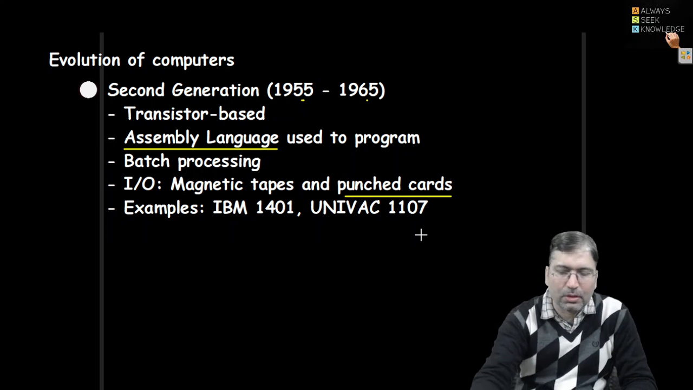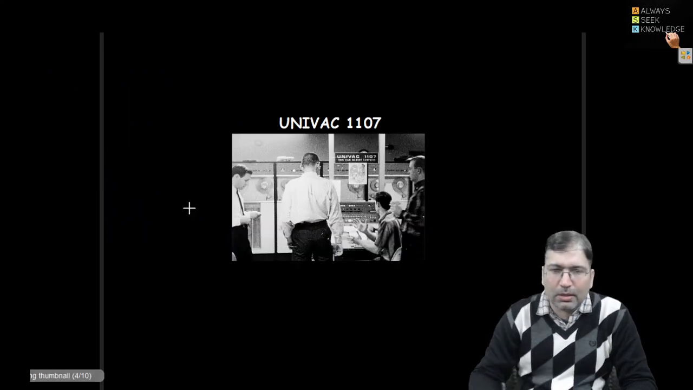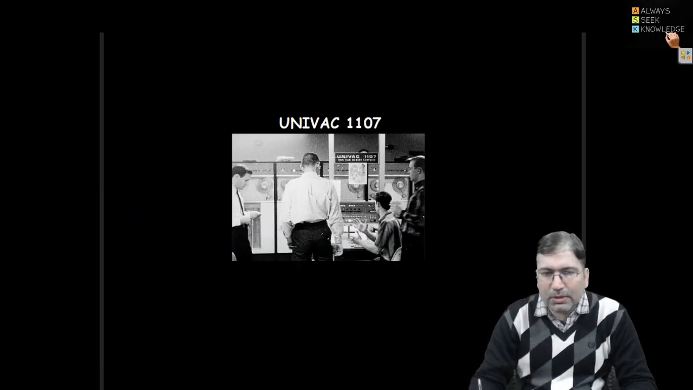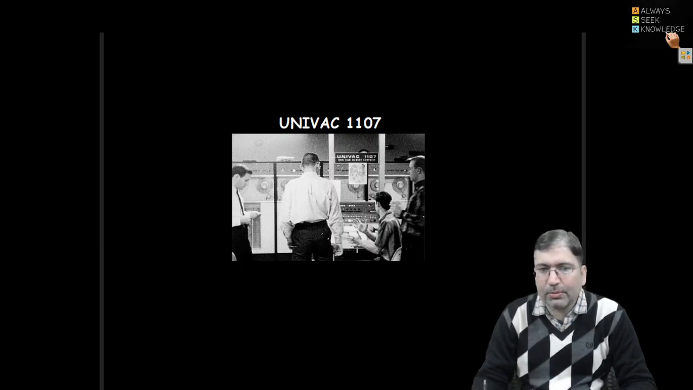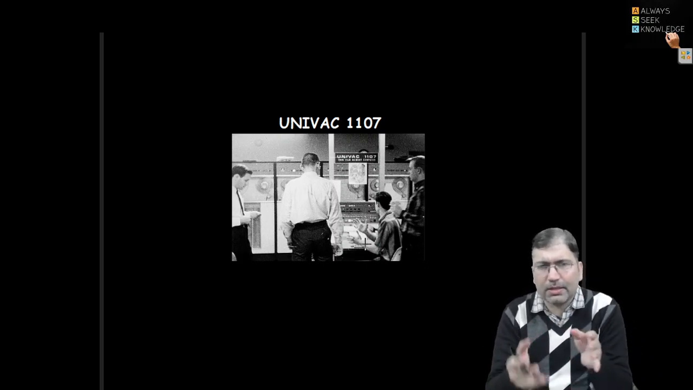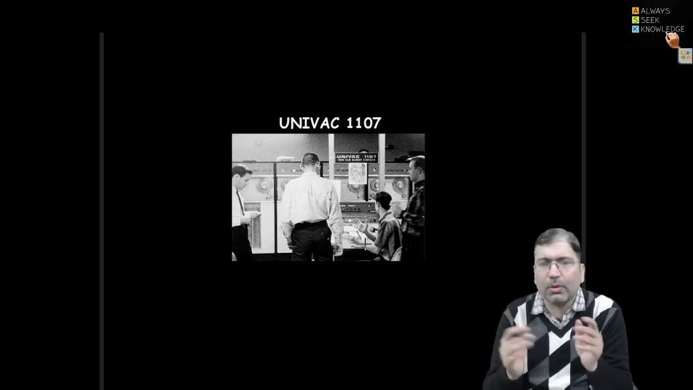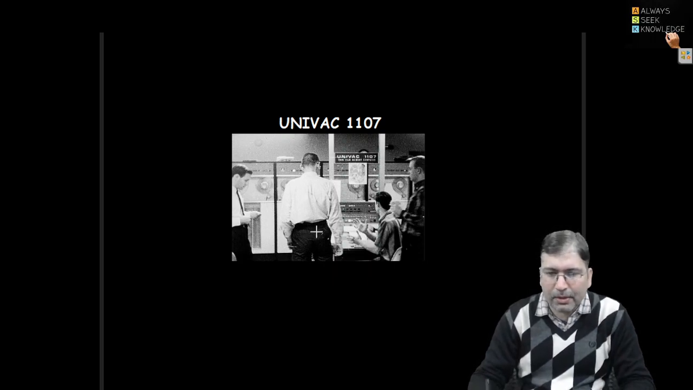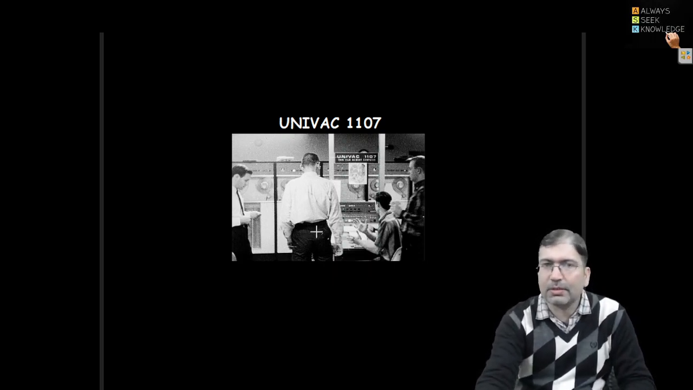So let's have a look at how these computers looked. For the UNIVAC 1107, there is a very good picture of that computer available. The size of UNIVAC as compared to the earlier computers was quite less. Okay, because these were based on transistors.